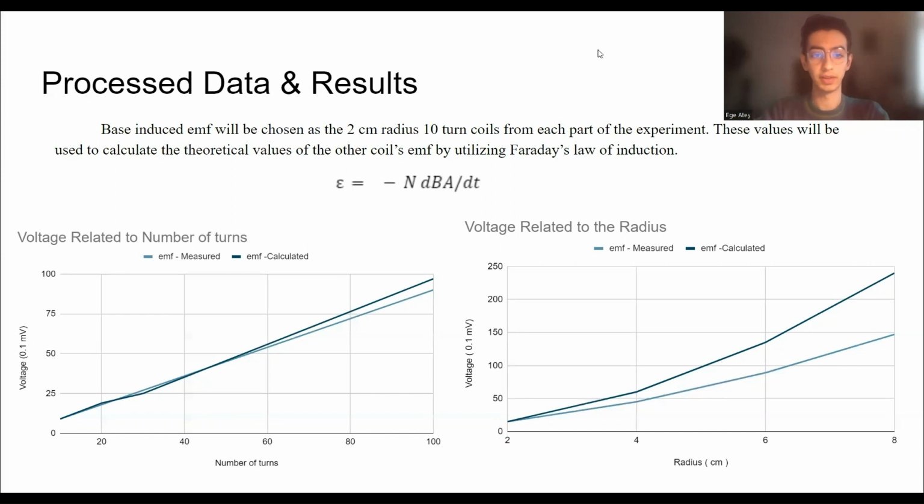After measuring the wave data, I processed my data using Faraday's law of induction. I got measured values and calculated values for my experiment. In the graphs, you can see voltage related to the number of turns, and the second one, voltage related to the radius. The first one increases linearly on both the measured and calculated side, and the second one increases exponentially on both the measured and calculated side.